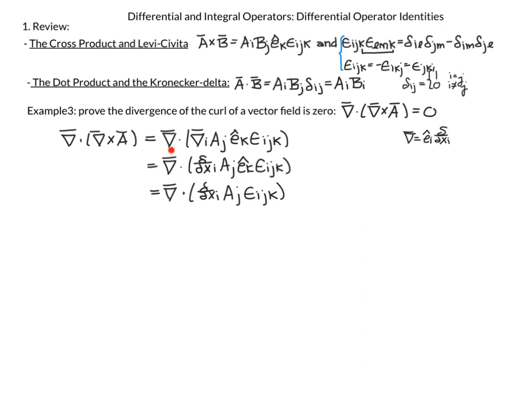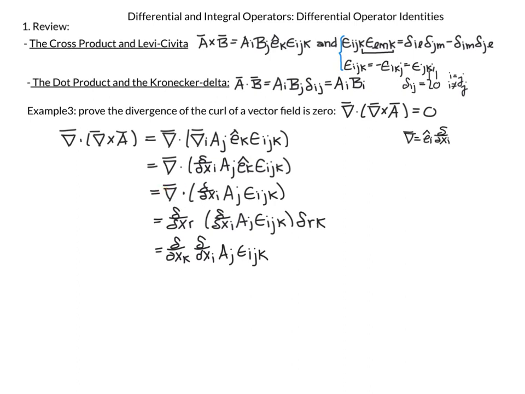The next thing I'm going to do is replace this del operator, the ith component of the del operator, with partial derivative with respect to x sub i. Over here, what I've done is when I look at this notation, this Levi Civita ijk, the k over here tells us which component it is because we multiply by the kth basis vector. So I'm just going to take away the kth basis vector and let my Levi Civita tell me I'm in the k direction.